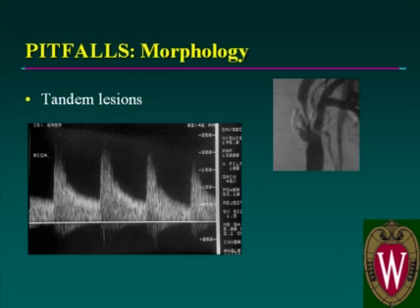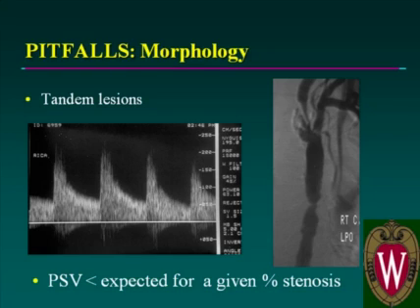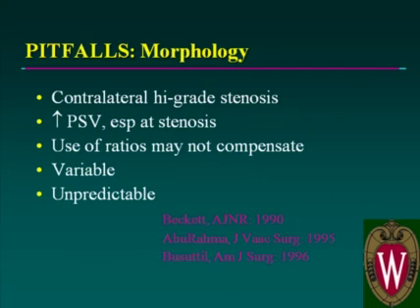Tandem lesions can frequently cause aberrant waveforms. And by tandem lesions, I mean lesions that are seen both proximal and distally, and measurement in the intervening segment will give you very bizarre waveforms as the flow pattern will swirl and eddy in that isolated segment. In general, the peak systolic velocity is less than expected in the segment marginated on either side by flow-limiting lesions, tandem lesions.